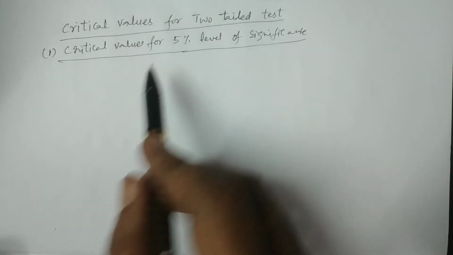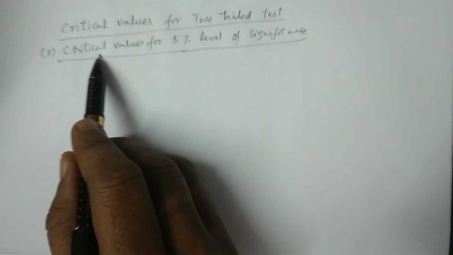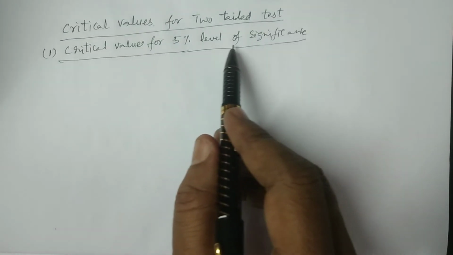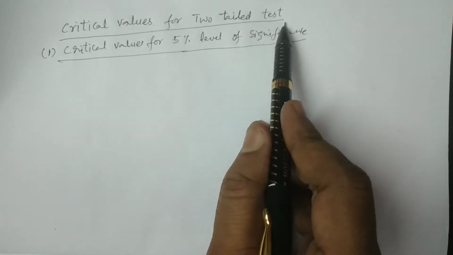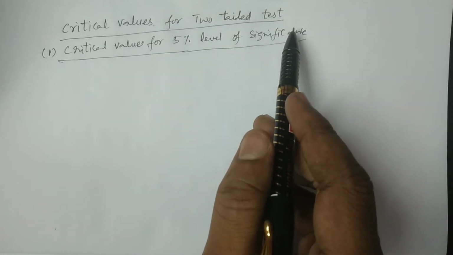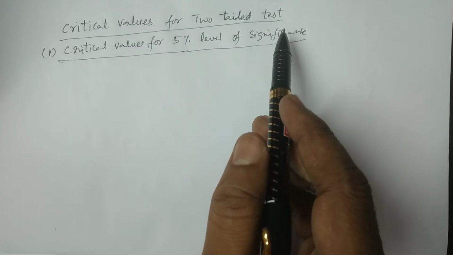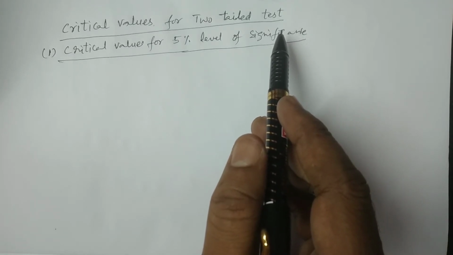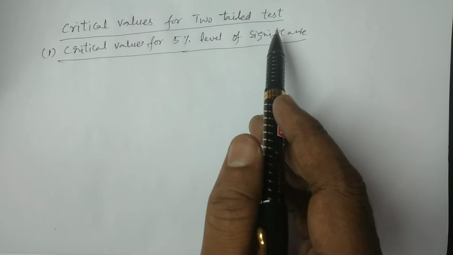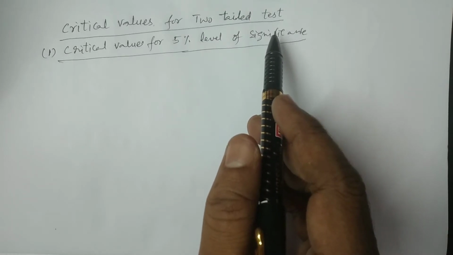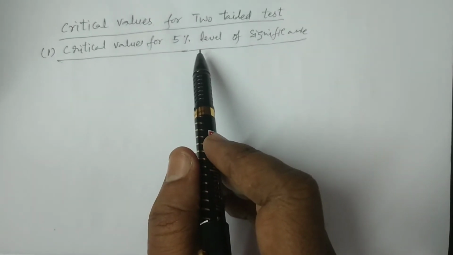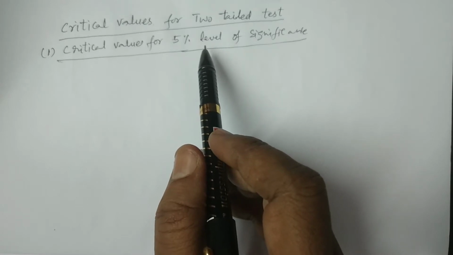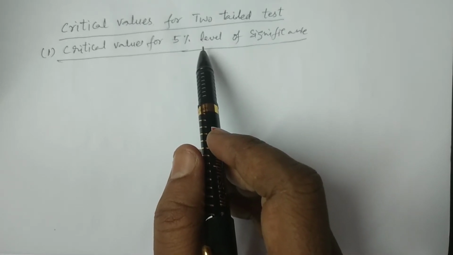Now I explain the values. You see here, the first one I consider is the critical value for 5% level of significance. I put a heading clearly: critical values for two-tailed test. These values are going to be used in the large sample test of the standard normal distribution, values obtained from the standard normal distribution at the respective level of significance, that is 5% or 1% or any percent level of significance. We can calculate these values.